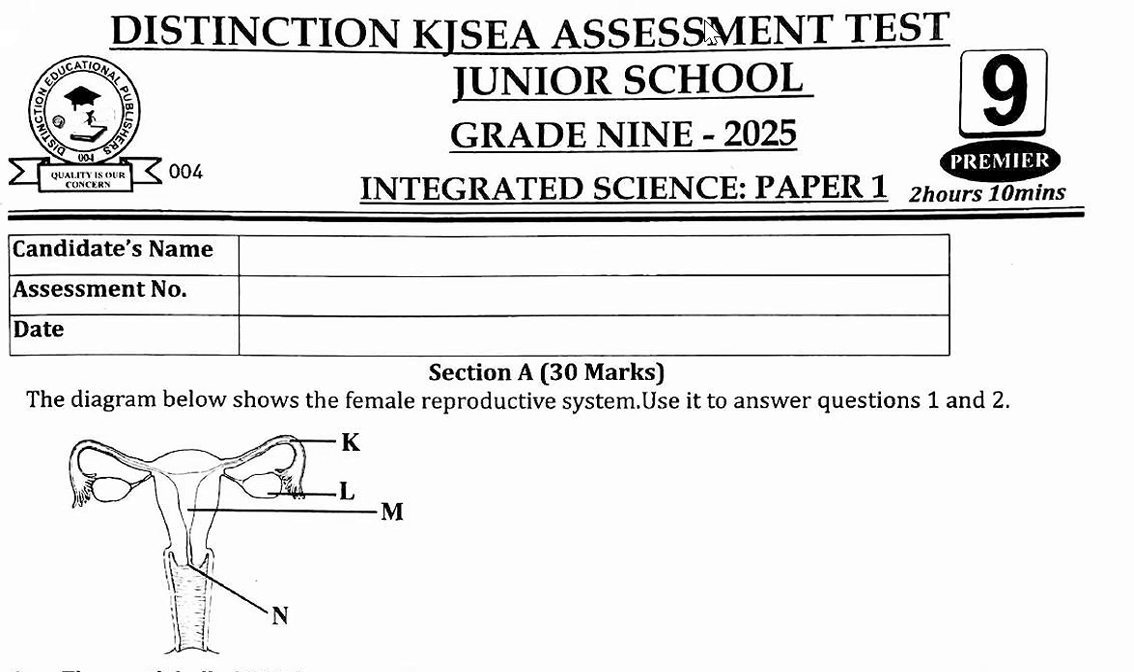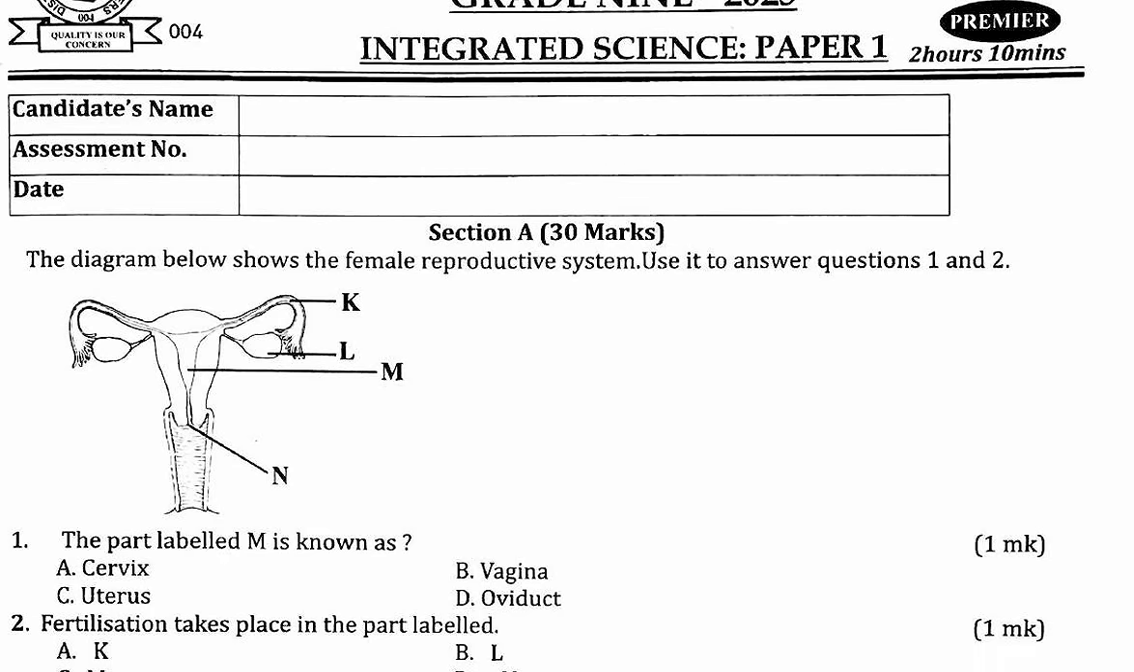So to start with, the first question reads, the diagram below represents the female reproductive system. Use it to answer questions 1 and 2. So we have our diagram here. We need to use this diagram to answer questions 1 and 2.